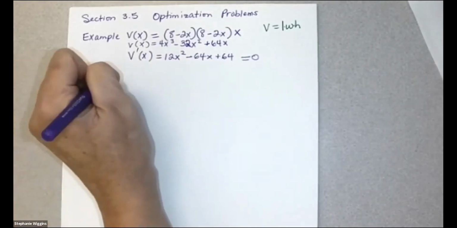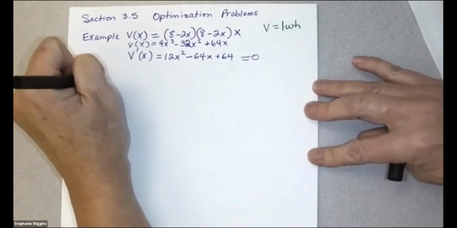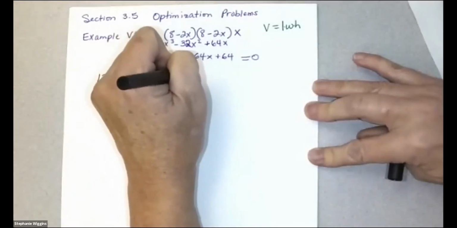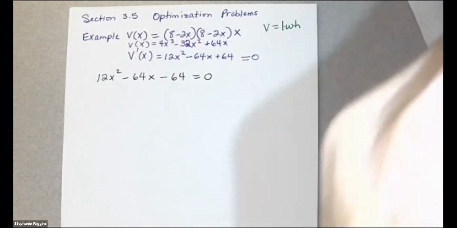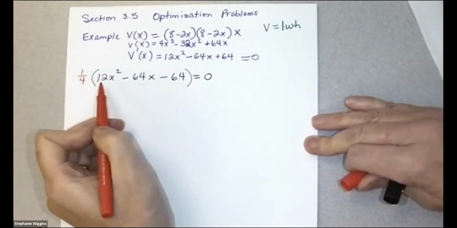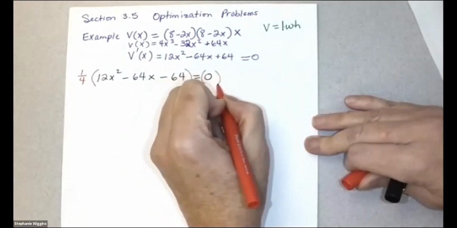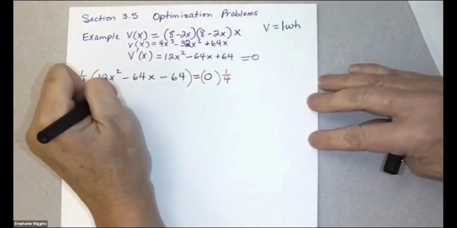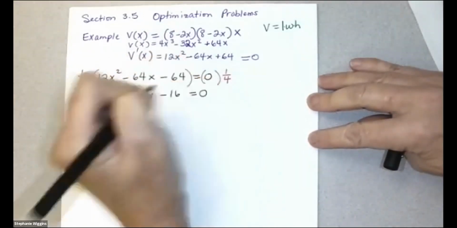And solving this equation, it's always good to simplify if you can, just to make your work a little bit easier. So my first step here is I'm going to multiply both sides by 1/4 because I noticed that 12 and 64 both have a factor of 4. And what I do to one side, I have to do to the other. So I'm going to get 3x squared minus 16x minus 16 equals 0.